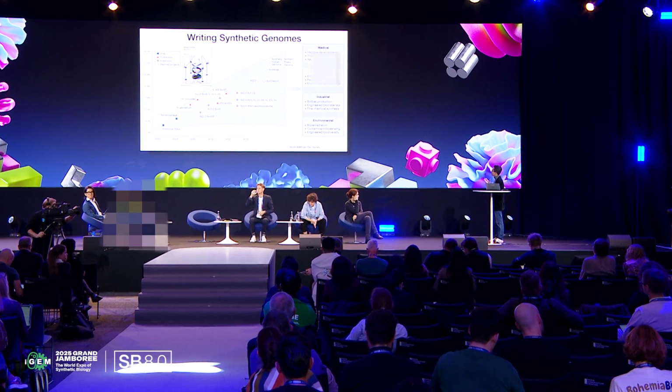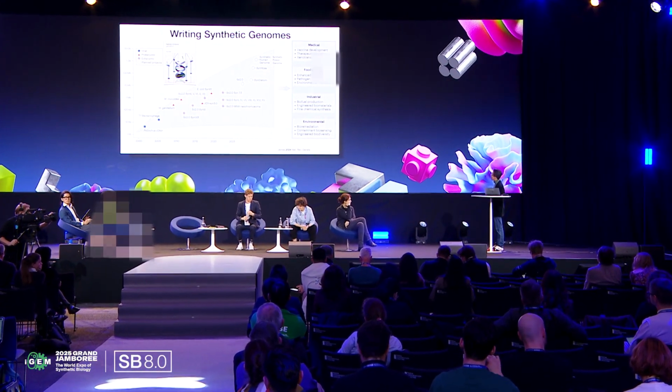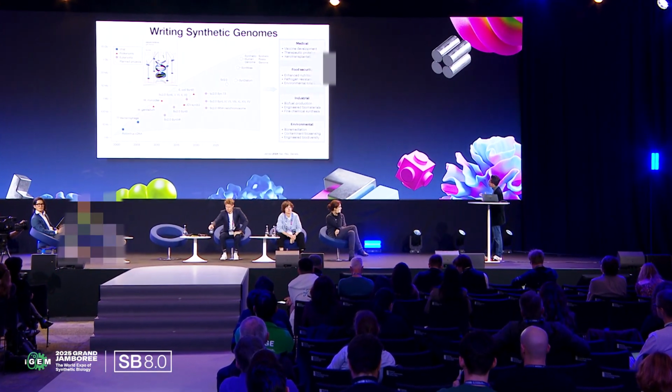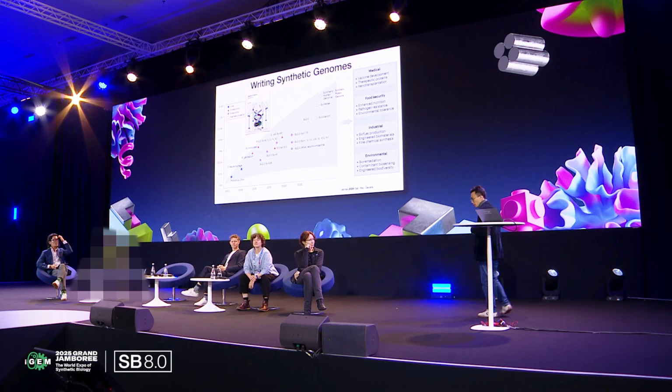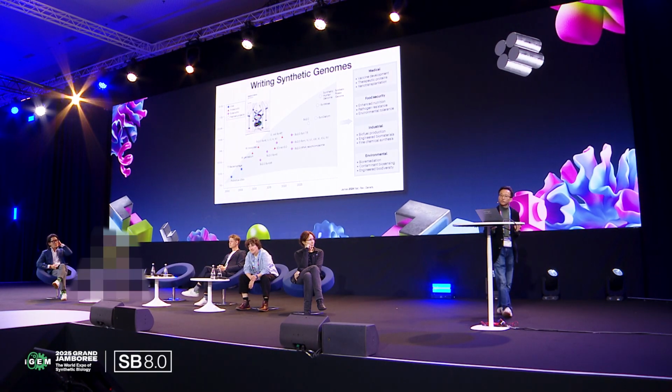So we have now completed all the synthetic chromosomes in yeast. We're well on our way to merging them into the first synthetic eukaryote genome, Sc2.0. But there are already movements in the space to start making much more complex genomes, such as plants and humans. So if you can write genomes, that would really open up all kinds of applications, ranging from medical, food security, industrial, to environmental. And these are the biggest challenges this planet is facing. So how do we get there?